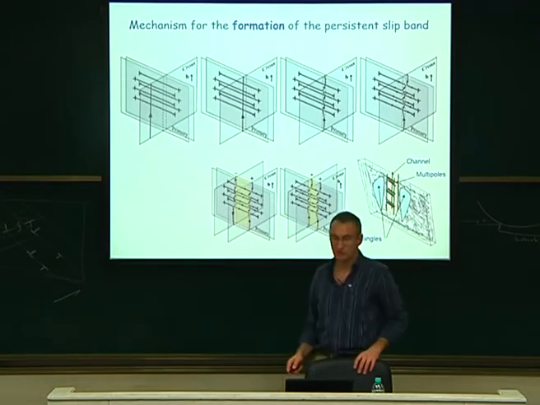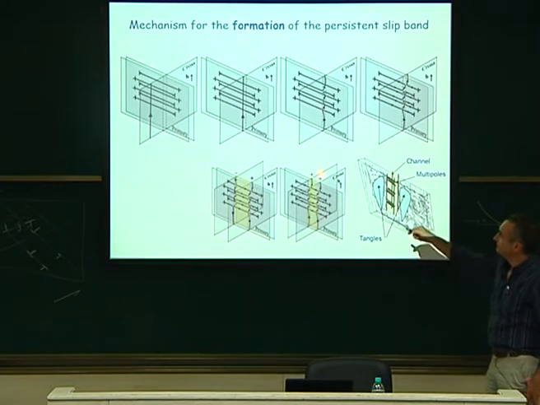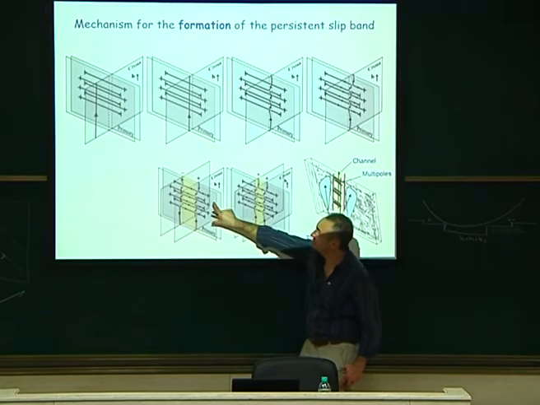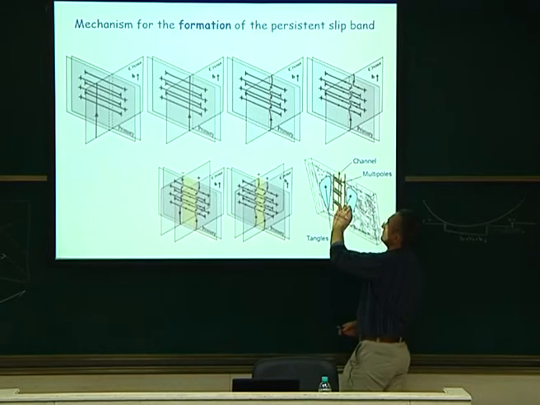So this is what to remember. Finally, the persistent slip bond will be made of channels like that, where you will have multipoles. Multipoles will be a set of prismatic loops like this, located where the vein was. So the vein was here.